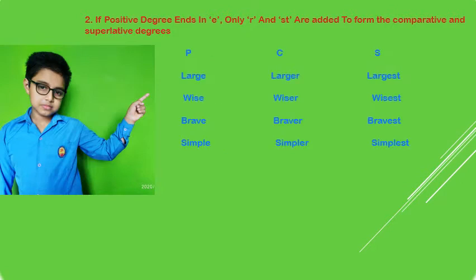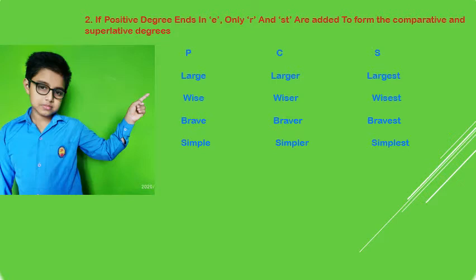So we have learnt about the first rule. Let's move to the second rule. The second rule here is that if the positive degree ends in E, only R and ST are added to form the comparative and superlative degrees. So let's take some examples. The positive degree here is large. The comparative degree of large is larger. The superlative degree of large is largest.